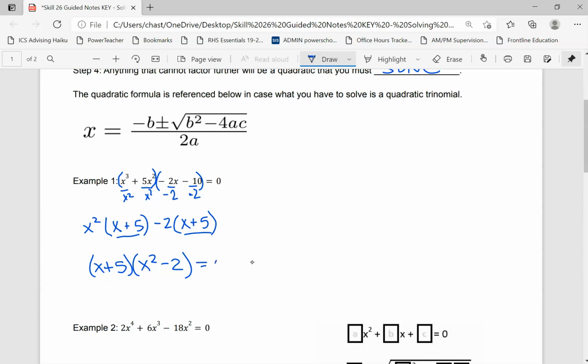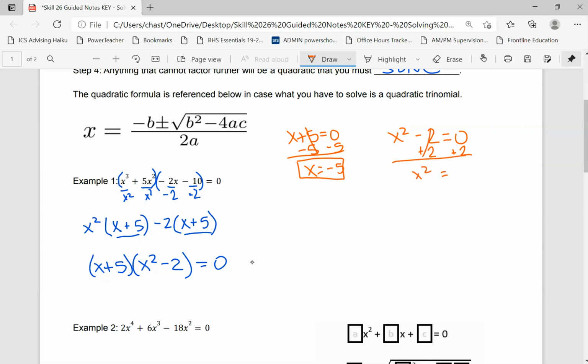So now we go to our final step, which is to solve. So we're going to take each of our factors. X plus 5 equals 0 when x is negative 5. That's going to be one solution. X squared minus 2 equals 0. Now in this case, because I don't have an a, b, and c term, I don't need to use the quadratic formula. I can just do square roots.